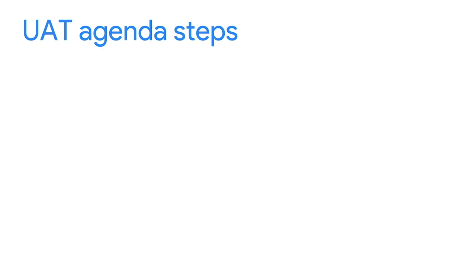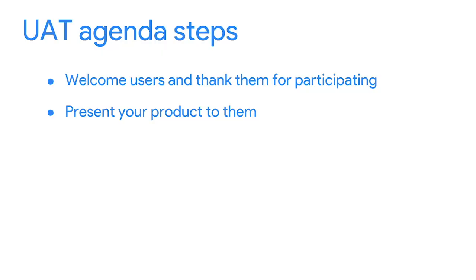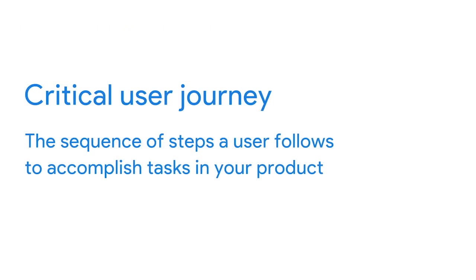In a typical UAT setting, you'll welcome your users and thank them for participating. Then, you'll present the product to them. This includes discussing testing guidelines and demonstrating how the product works. Next, you'll start your UAT test cases, taking your audience through critical user journeys. A critical user journey is the sequence of steps a user follows to accomplish tasks in your product.